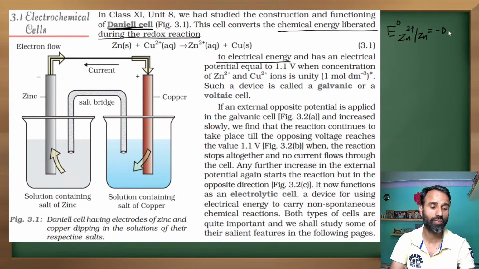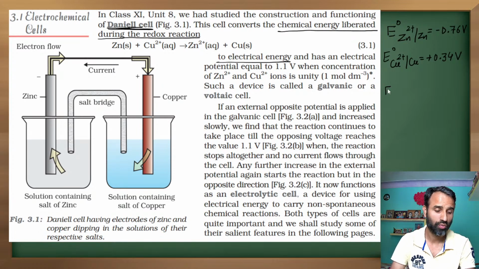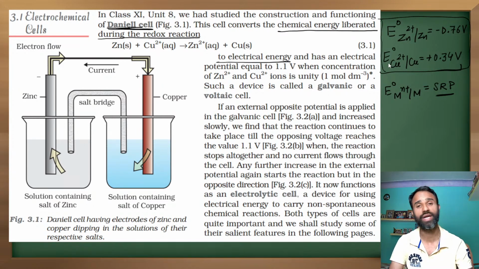the E naught of zinc is minus 0.76 volt, and the E naught value of copper is plus 0.34 volt. This E naught, for metal ion to metal, is called the standard reduction potential. The standard potential of copper is more than that of zinc. That's why this will decide which one acts as cathode and which one acts as anode.